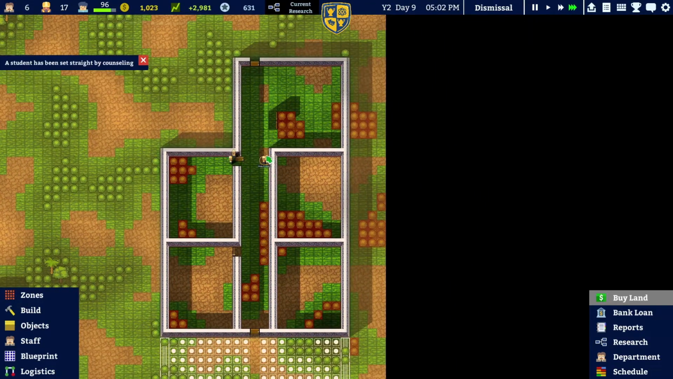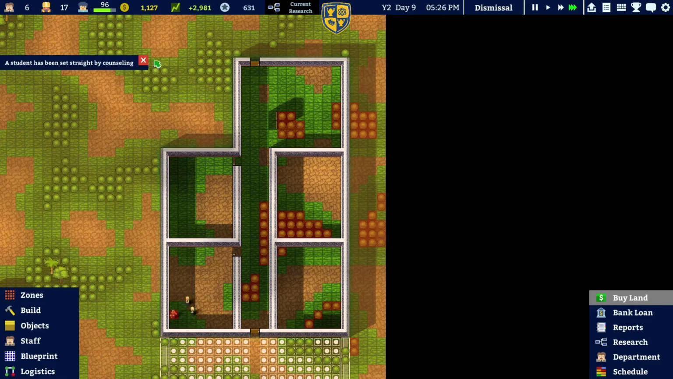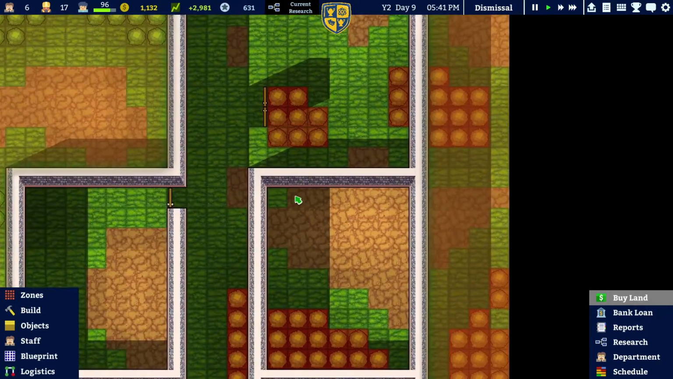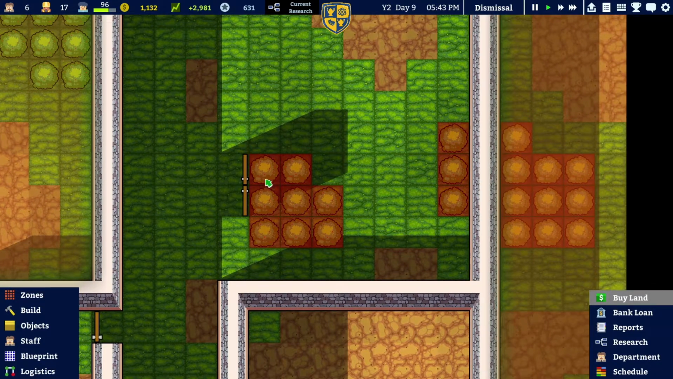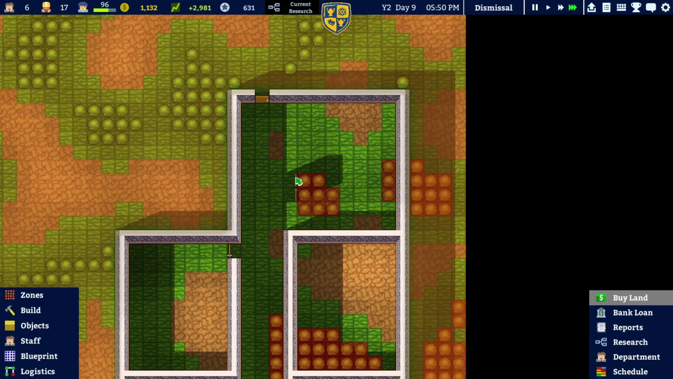There we go. Right, so lots of building. A student set straight by counselling. Very good. And then, yeah, all these bushes are going to get dismantled. Is that going to give us enough money to just get that in? I love the fact there is a door. There's just some double doors. What they're hinged on, I don't know. I've got no idea how that works.